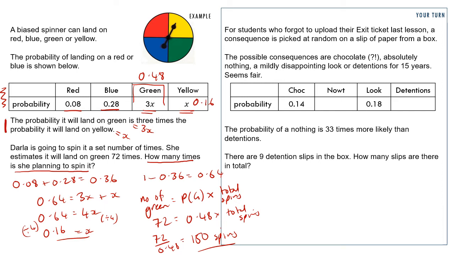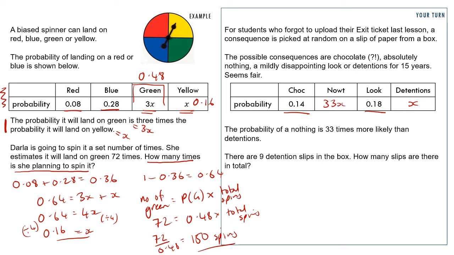Have a go with this one. So 4 possible consequences: chocolate 0.14, a disappointing look 0.18, and we're told that the probability of nothing happening is 33 times more likely than detention. So if we call the probability of detention x, probability of nothing happening will be 33x.